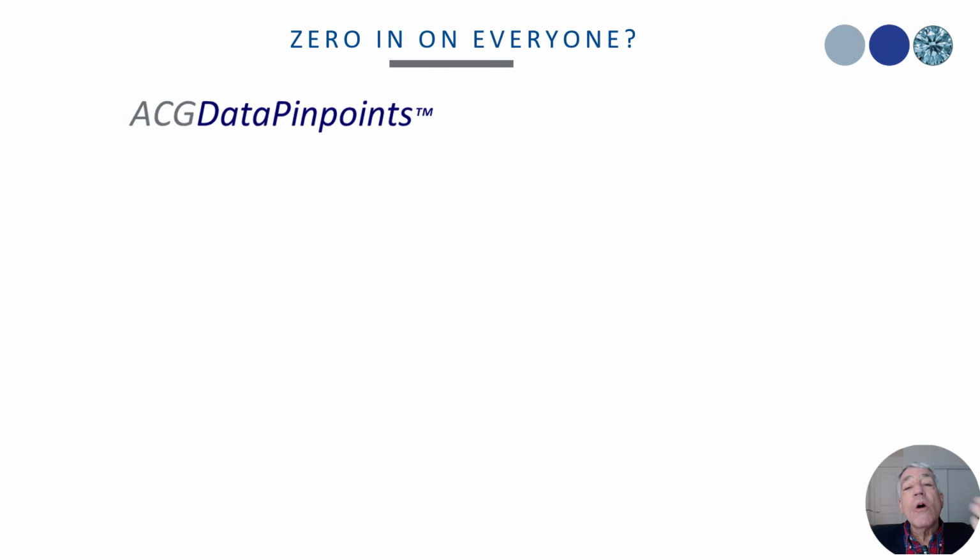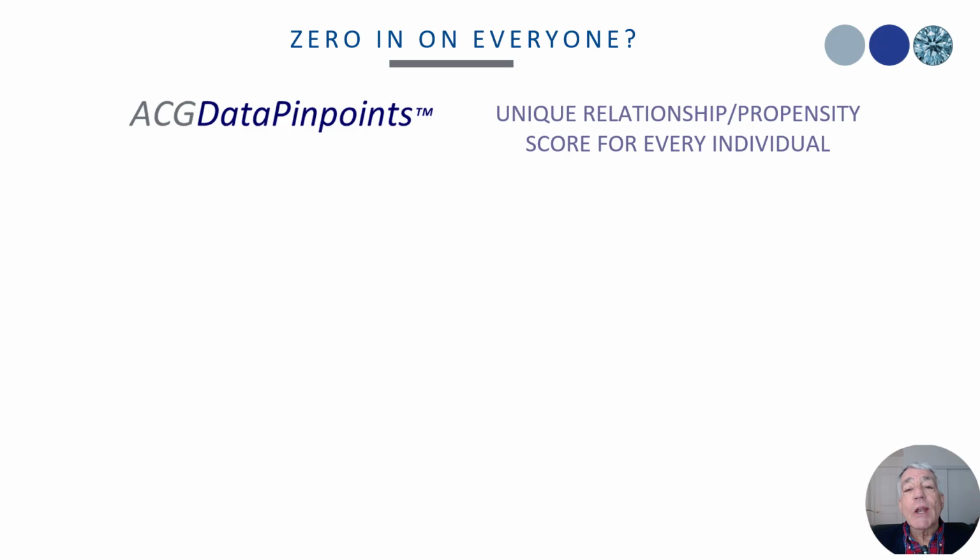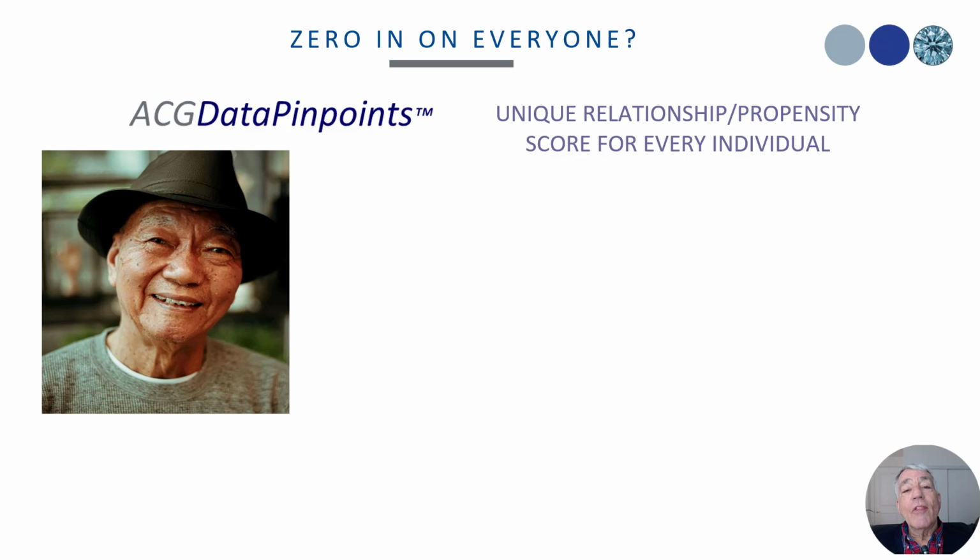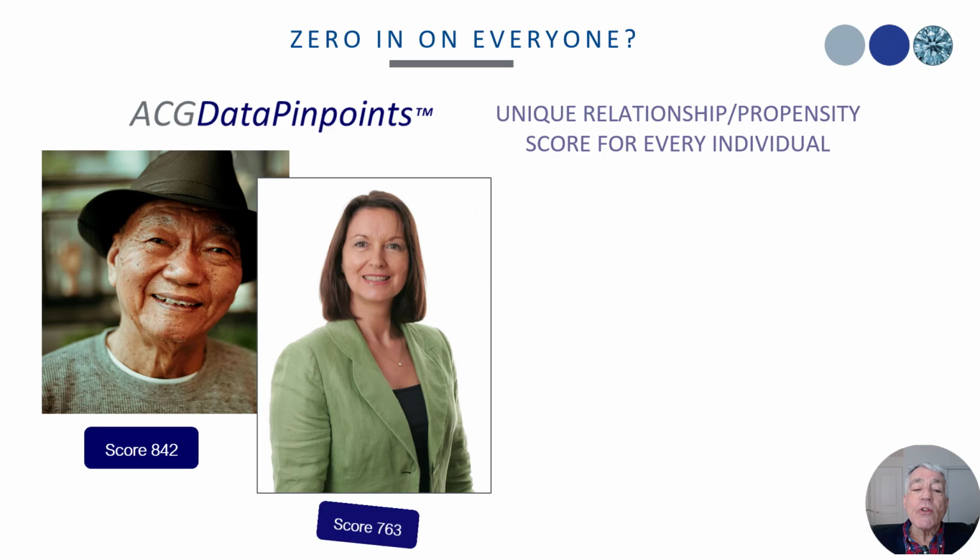So those are all the areas of data that we get our hands on to build your algorithm, to do your scoring. Does it zero in on everyone? Does it tell every individual story? And that's what you want. And that's what we aim to build. And we develop a unique relationship propensity score for every individual. And everyone's different. This person has a score, and it's different than this person.